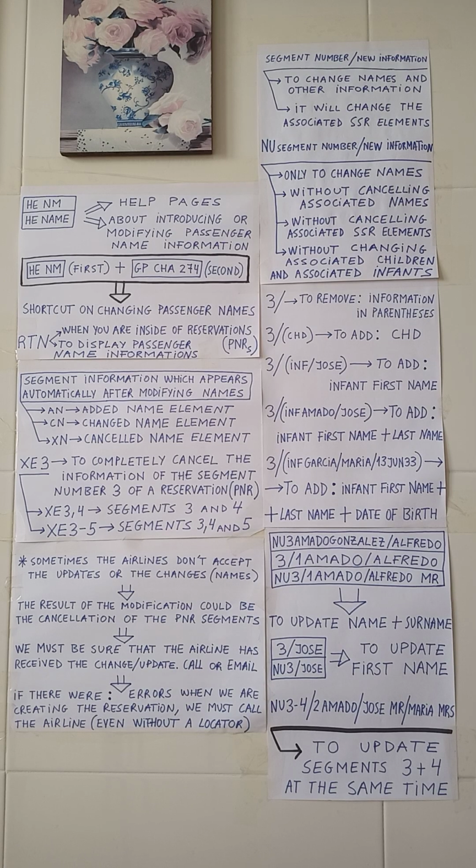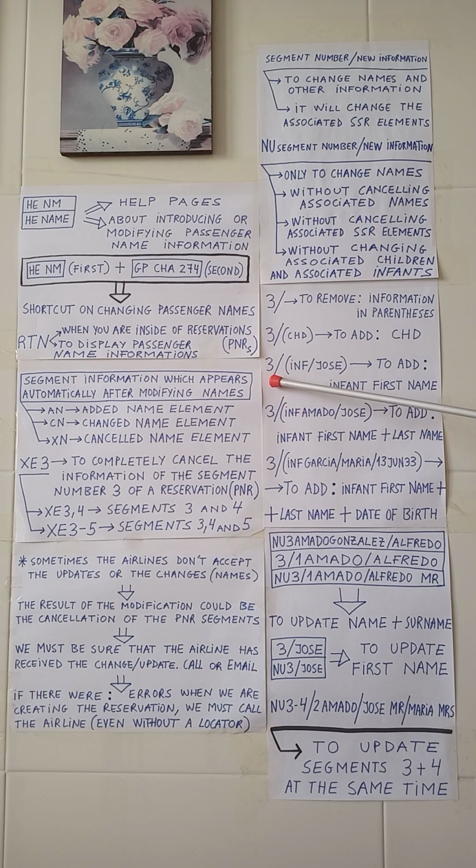First example, 3/ allows removing the information that is in parentheses in segment number 3 of a reservation. Another example, 3/ we open the parentheses, CHD, and we close the parentheses, allows adding the indicative code for a child, which in this case is CHD, to segment number 3 of a reservation.